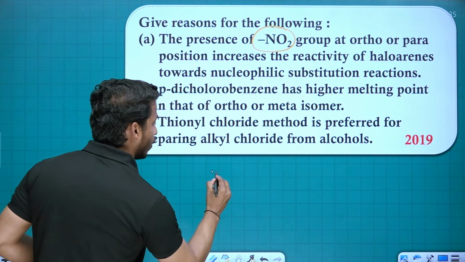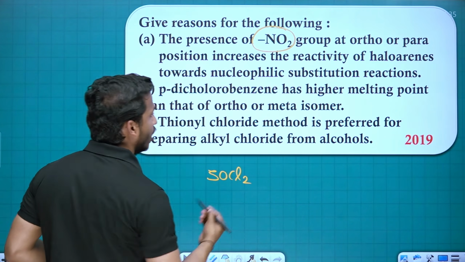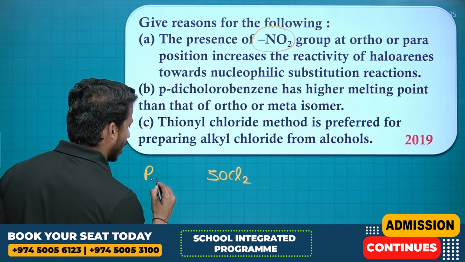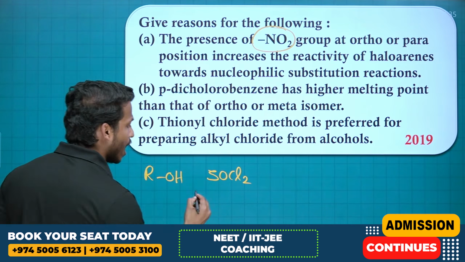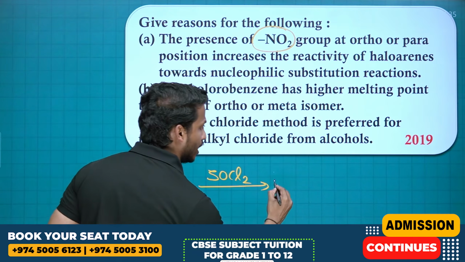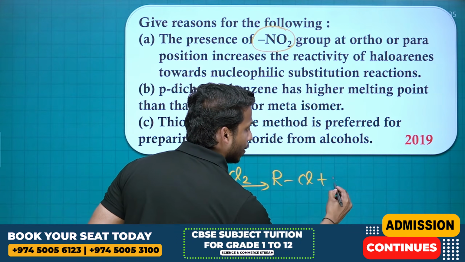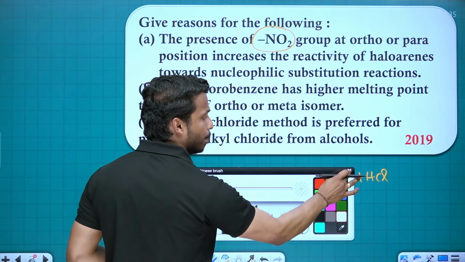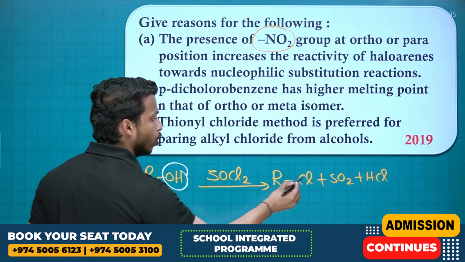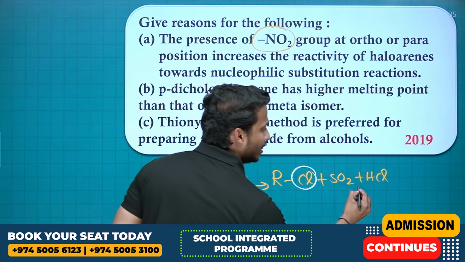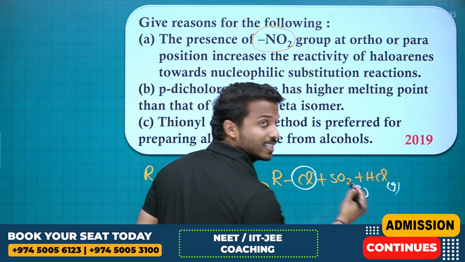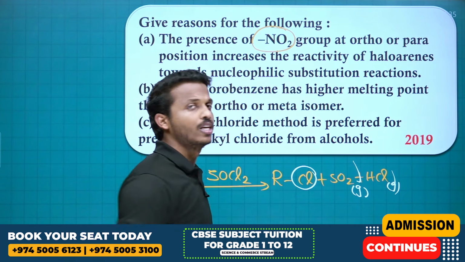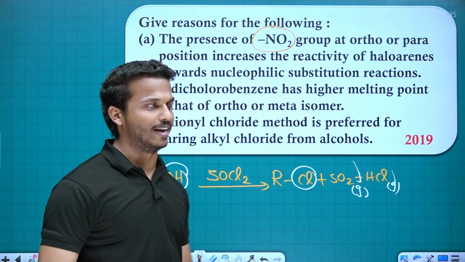Thionyl chloride. What is thionyl chloride? SOCl2. The thionyl chloride method is preferred for preparing alkyl chloride from alcohol. When alcohol reacts with SOCl2 we get RCl plus SO2 plus HCl, right? Why is this method best to convert alcohol to haloalkane? The byproducts are two escapable gases, so we get pure haloalkane, right?